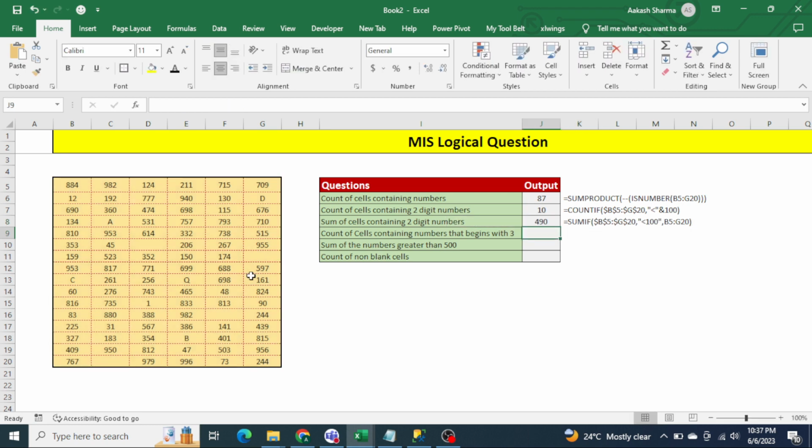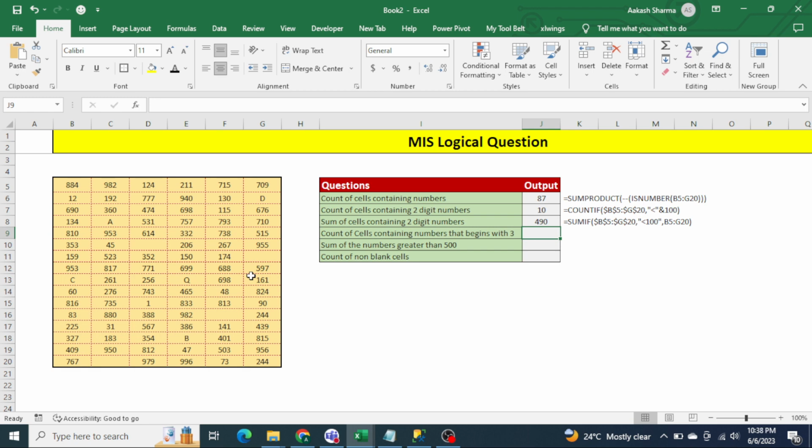Alright, let's move to the fourth question. The fourth question is: count the cells containing a number that begins with 3. Here we have the two conditions. The condition is that I only want to count those numbers which start with 3.